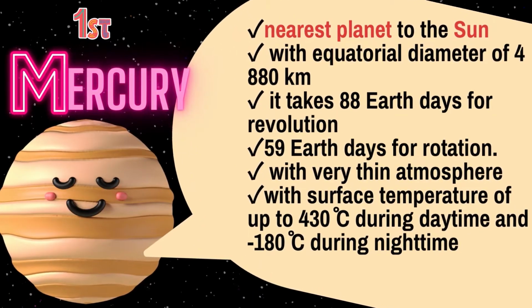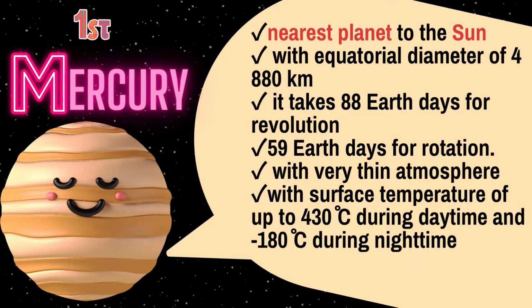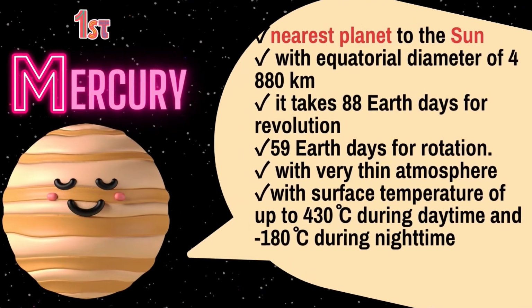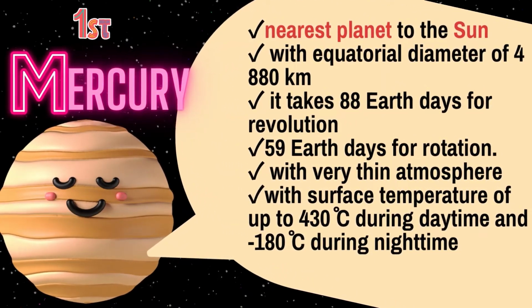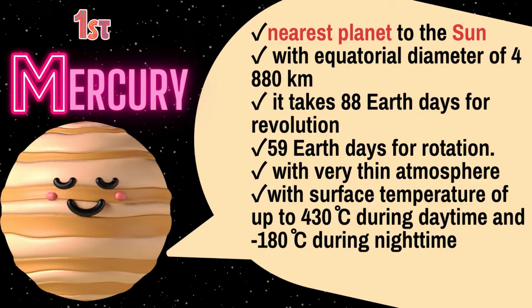Well, the first inner planet is Mercury with 58 million kilometer average distance from the Sun. It is the nearest planet to the Sun with an equatorial diameter of 4,880 kilometers. It takes 88 Earth days for revolution and 59 Earth days for rotation, with a very thin atmosphere. With surface temperature of up to 400 degrees Celsius during daytime and negative 180 degrees during nighttime. So this is our first planet, Mercury.